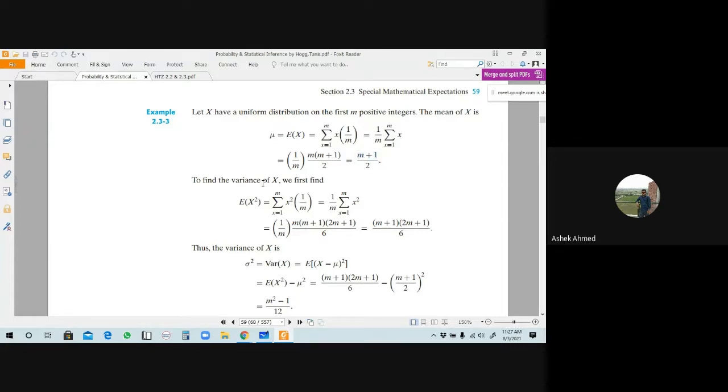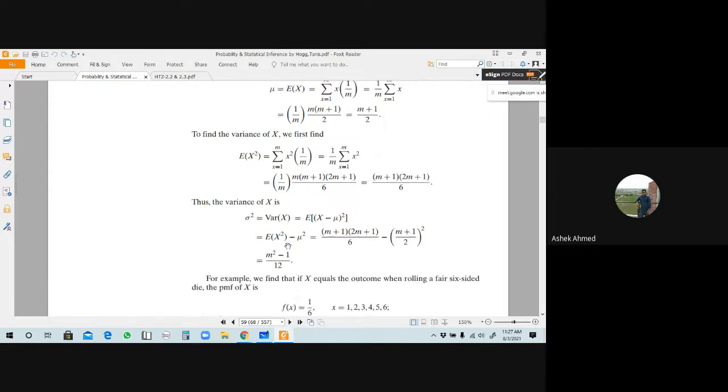To find the variance of x, the value will be the expectation of x square, the summation of x equals 1 up to m, x square into 1/m. Okay, that will be this result. This m into m plus 1 into 2m plus 1 is the value of the summation of x square over x equals 1 up to m here.